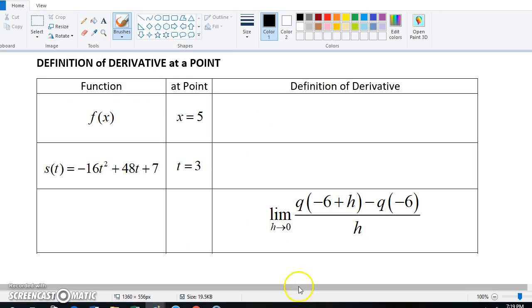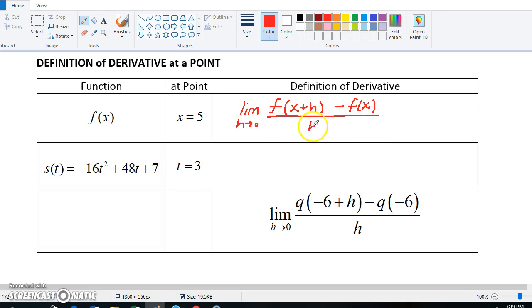Okay, the next thing we did on Friday in class was we talked about the definition of derivative at a point and refreshed our memory about what that equation or expression looks like. So we refreshed our memory and said, remember, it's a limit as h approaches 0 of my function f(x + h) minus f(x). Remember, that's a change in y right there over h. Oh, I forgot. I'm supposed to do it at the point when x is equal to 5.